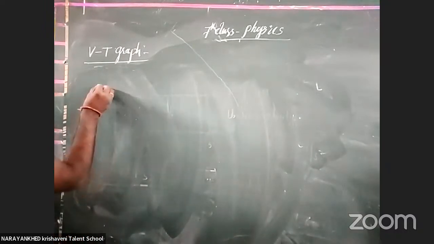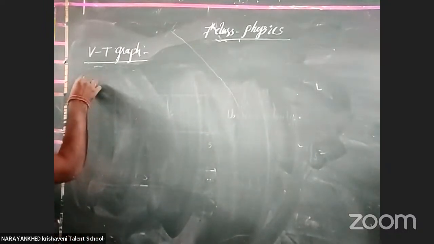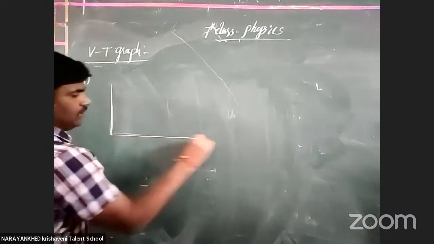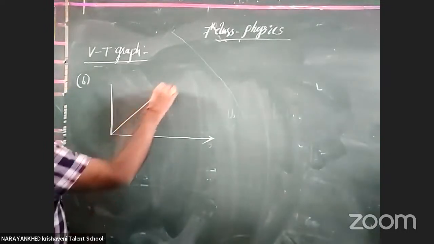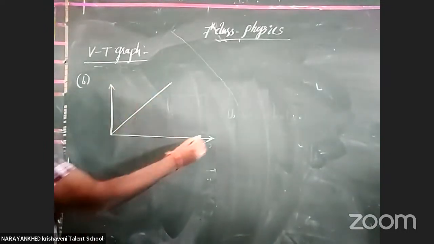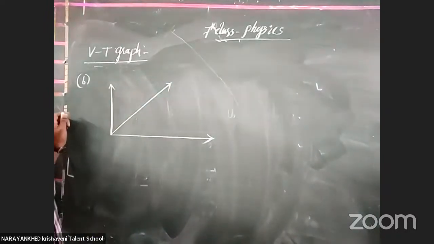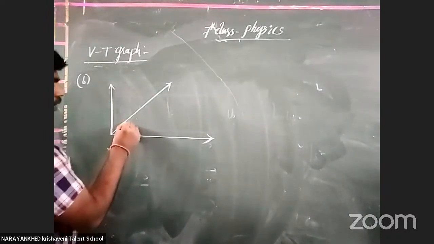The same VT graph, only here we consider a VT graph that is not parallel to the x-axis. Another VT graph, taken as B. Now it represents what we already discussed: a change of velocity at a uniform rate. Clear or not?